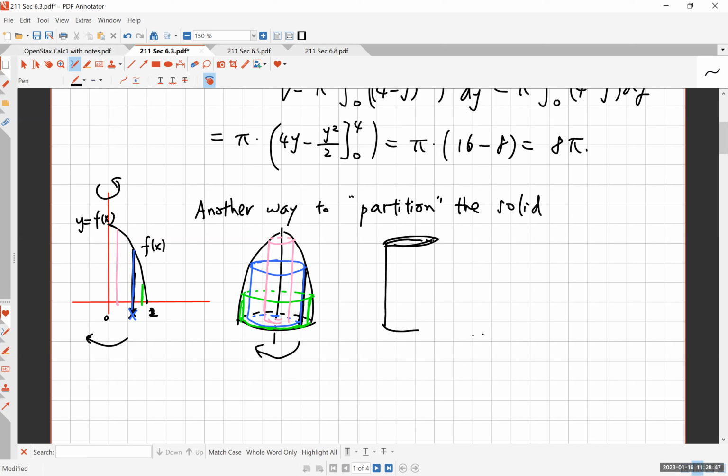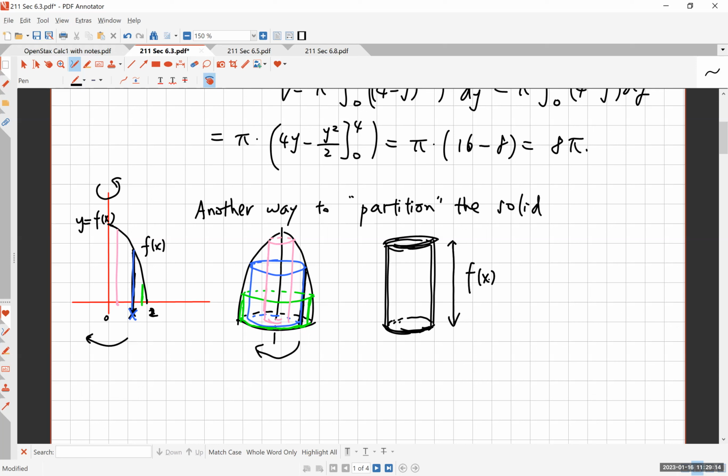Now again, this is very different from slices, right? But it is another way to partition, divide up the solid into smaller things. Not discs, not washers, but shells. So each shell is going to look like this. What does it look like? Well, it's like these cylindrical shells. All right, let's try to examine this.